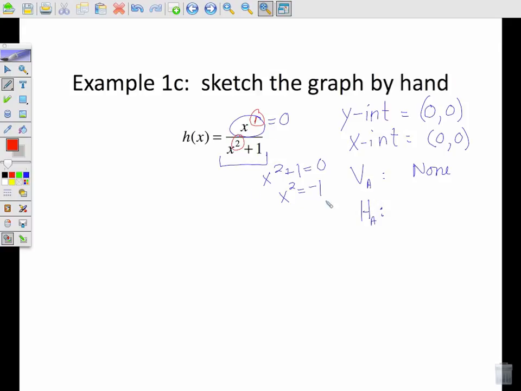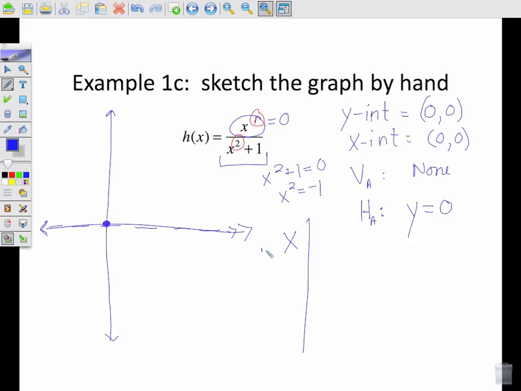Horizontal asymptote, you're going to compare the degrees, and my degrees are 1 on top to 2 on bottom, and that's less than. So my horizontal asymptote is y equals 0. Let's go ahead and graph. We do not have a slant asymptote. I do know that I've got a horizontal asymptote at 0. I do not have a vertical asymptote. I have an intercept of the origin for both the x and y axis.